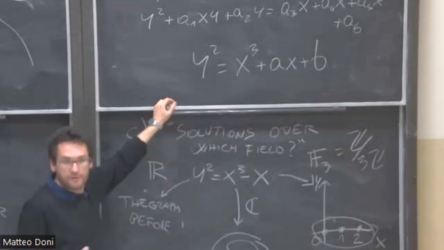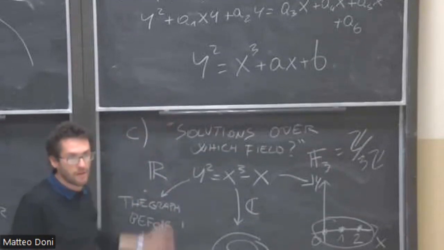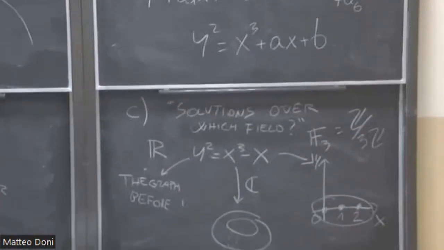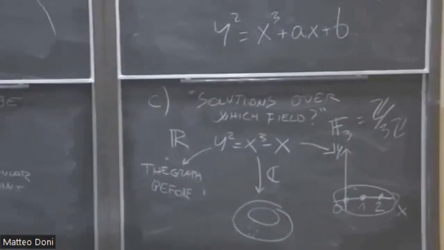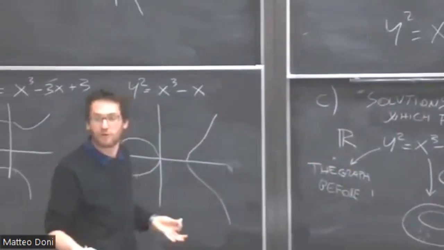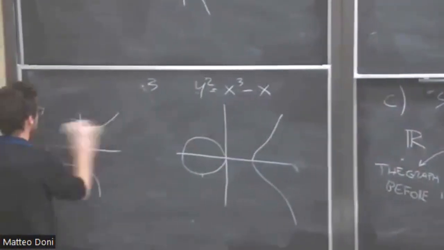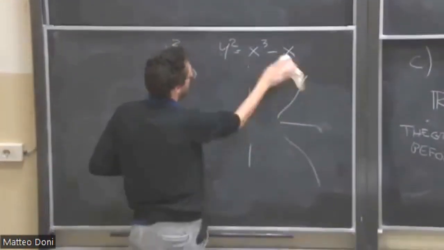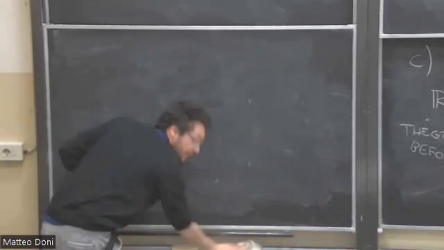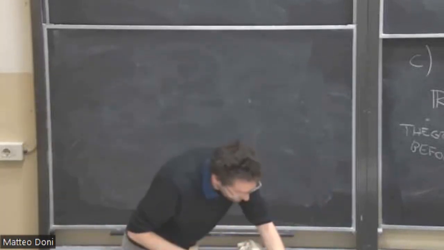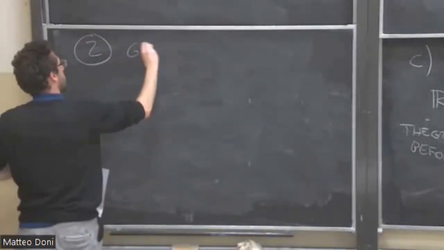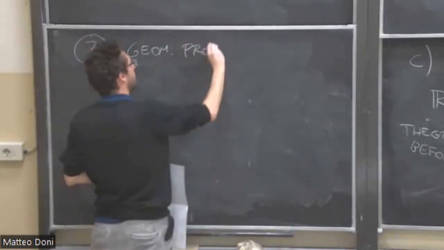Okay, other questions? Okay, so this was an excursus about the subtle things regarding the definition of an elliptic curve. Now I want to explain why these objects are so important from a geometric point of view. I actually have to say from an algebraic geometric point of view. So second part, geometrical properties of these.